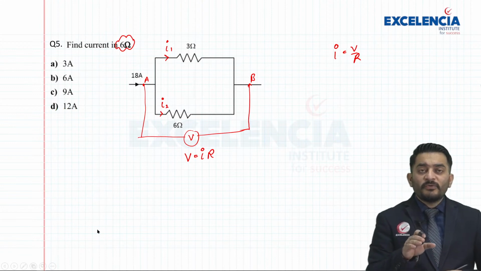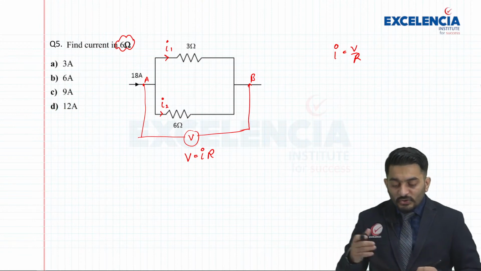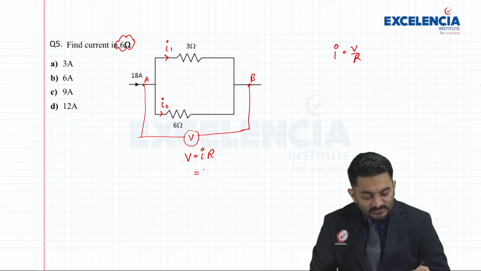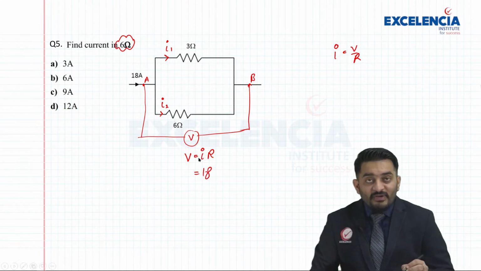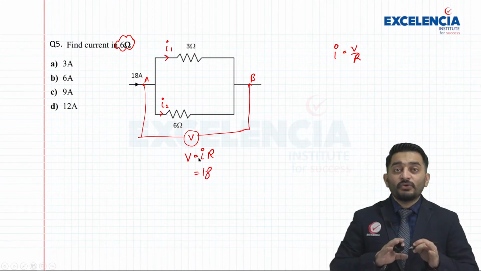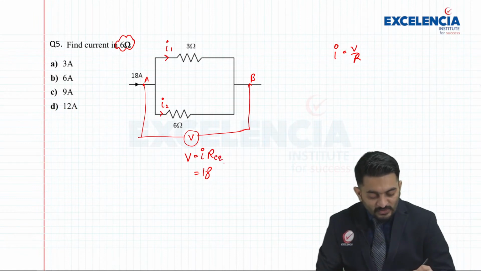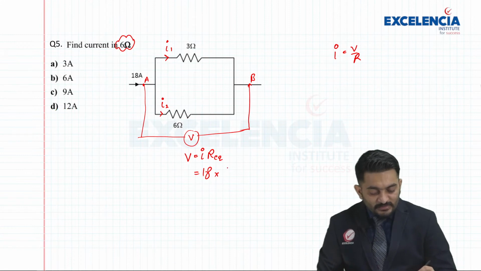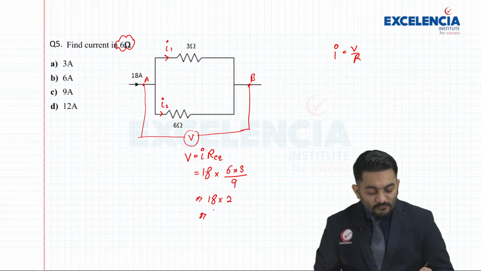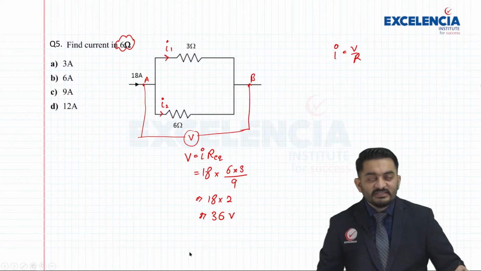Now you need to be very careful. What do you know? The total current which is getting into the circuit is 18 amp. So what will you write as the value of R? You will write the total resistance, which is known as R equivalent. For 6 and 3, you can see it is 6 into 3, the product, at the numerator and the addition at the denominator. So 18 by 9 simply gives you 2. The voltage value which you have is 36 volt.